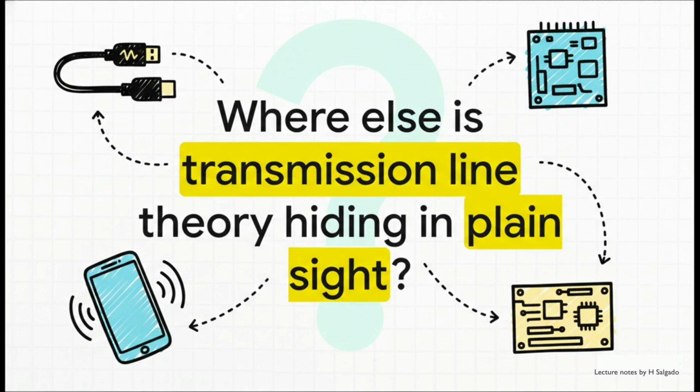We've gone from a simple little circuit all the way to a completely new way of thinking about how signals travel. So now I have a question for you. Once you start looking for it, where else do you see this theory in action? Think about the high-speed data zipping through a USB cable, the signal reaching your phone, or the countless connections inside your computer. Transmission line theory isn't some abstract concept. It is the fundamental physics that makes our high-speed, connected world possible.